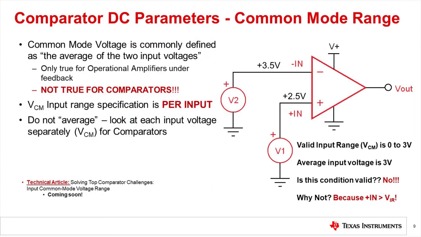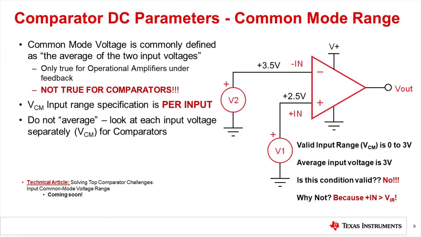One common definition of common mode range is that the common mode voltage is equal to the average of the two input voltages. This is true for op amps under feedback, where your inputs are often maintained within microvolts of each other through negative feedback. But for comparators, this is not true. The input voltage limit applies to each input individually. This is because comparators are rarely operated with the inputs close together, and they usually are operated with several volts difference between the inputs.